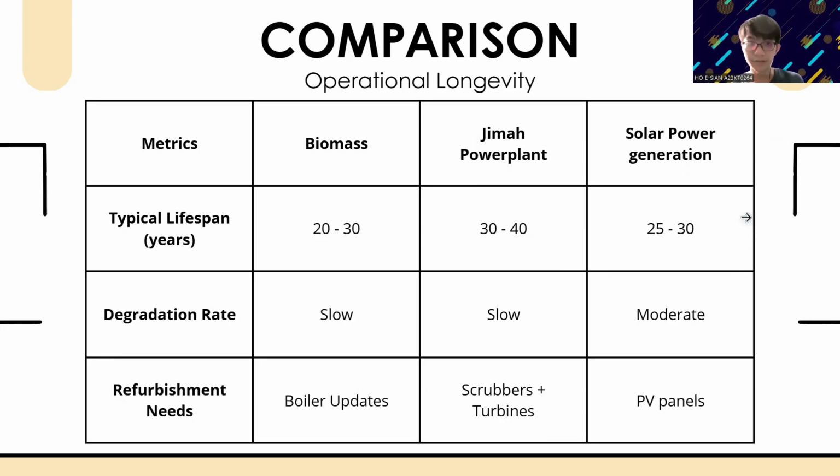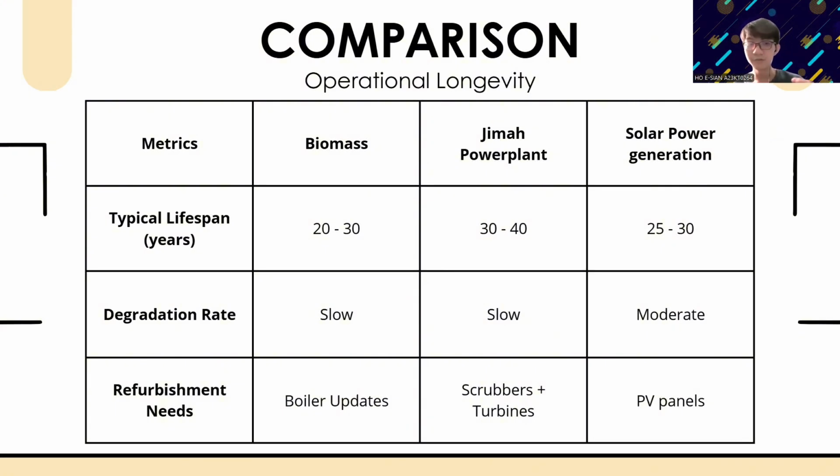So in terms of operational longevity, biomass has a typical lifespan of 20 to 30 years. The GMA power plant has a typical lifespan of 30 to 40 years. And solar power generation is expected to last 25 to 30 years, all quite long lasting. Degradation rates for all of the power generations mentioned above are quite slow to moderate.